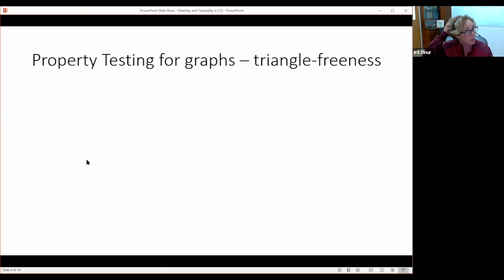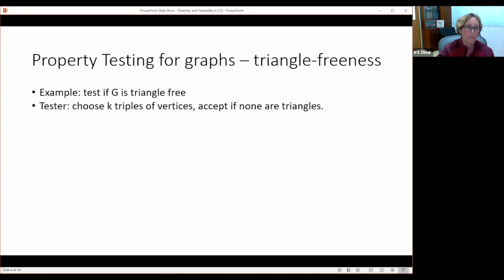Okay, let's move to triangle freeness. It's clear what a triangle-free graph is, right? A graph can be very dense and yet not have any triangles. For example, a bipartite graph is such a graph. So what would be a natural way to test if a given graph is triangle free?